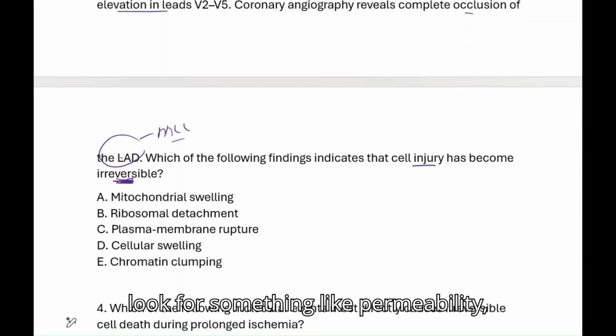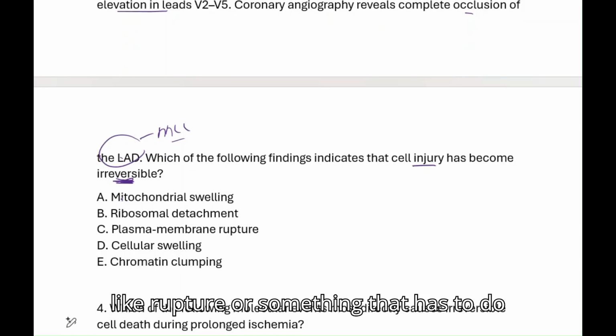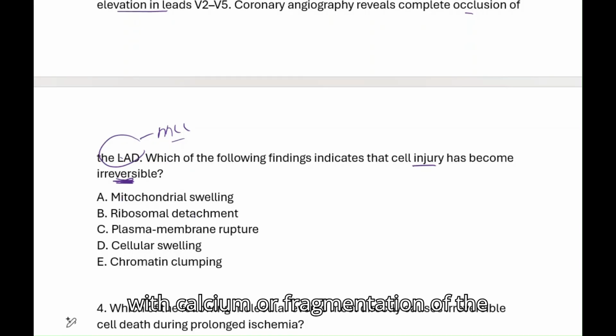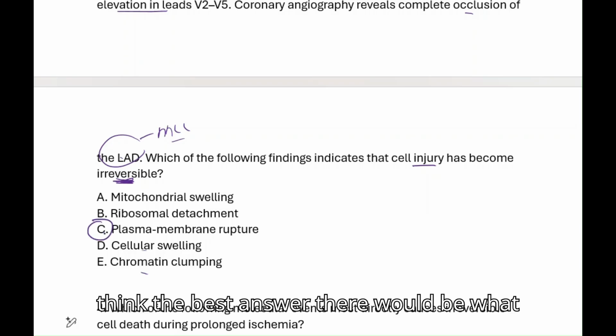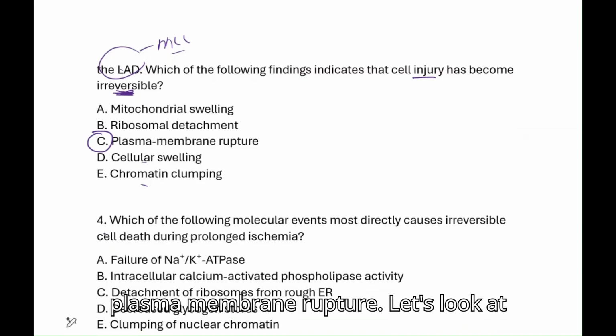So I think I have to look for something like permeability, like rupture, something that has to do with calcium or fragmentation of the nucleus. So let's see, swelling, no. Cellular ribosomal detachment, no, that's reversible. Cellular swelling is reversible. Chromatin clumping is reversible. I think the best answer there would be plasma membrane rupture. Let's look at the next one.